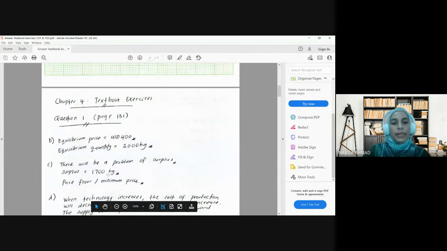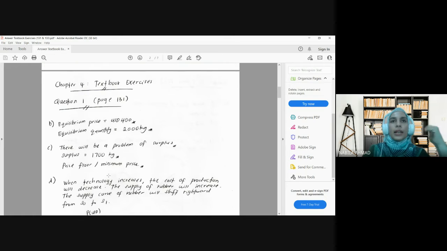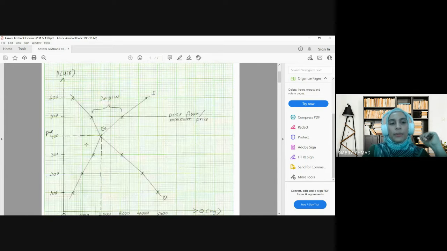There will be a problem of surplus, dan berapa banyak? Kita tolaklah. Di dalam table tu $500, quantity supplied 3,200, quantity demanded 1,500. Jadi 3,200 tolak 1,500, 1,700 kilogram. And what type of price control implemented? Kalau di atas harga equilibrium, price floor ataupun minimum price. Ini optional, awak nak labelkan dekat diagram yang telah awak lukis tadi pun boleh. Saya minta walaupun dia tak tanya, awak label price control ini di atas diagram tu. Ya, price floor, minimum price. Macam ni. Semua okey?